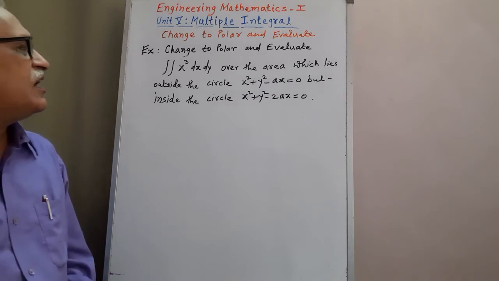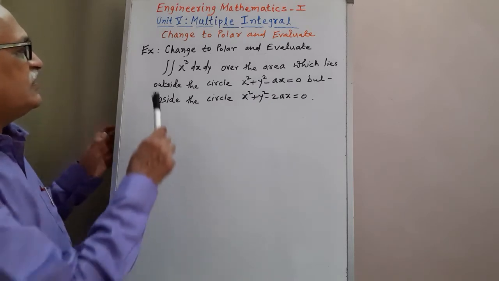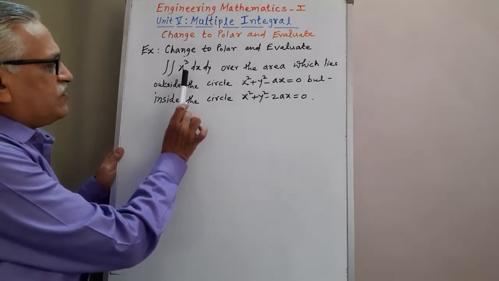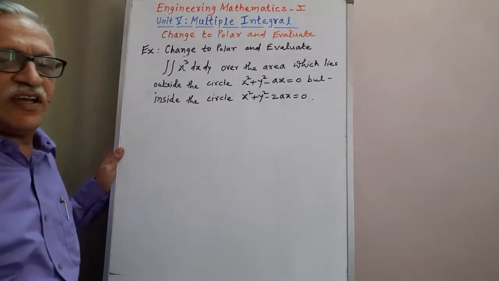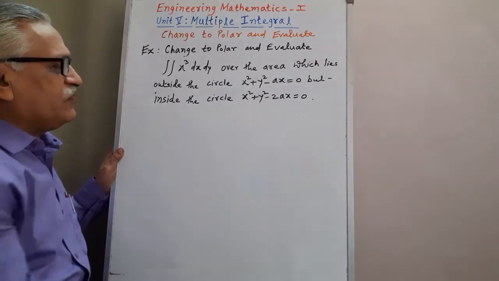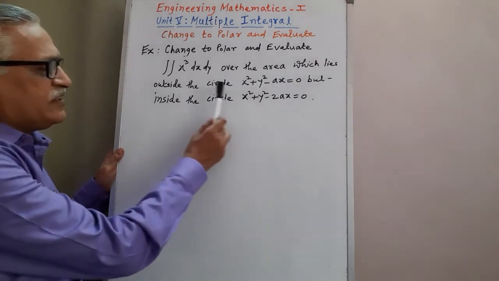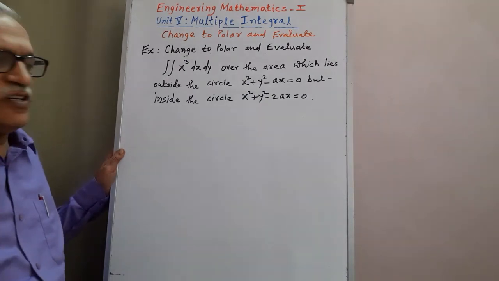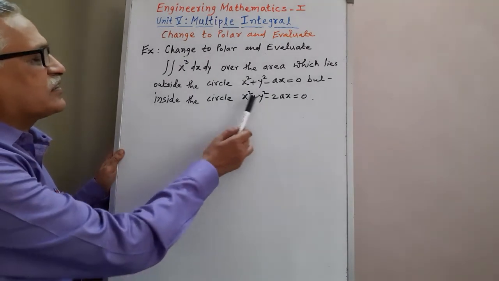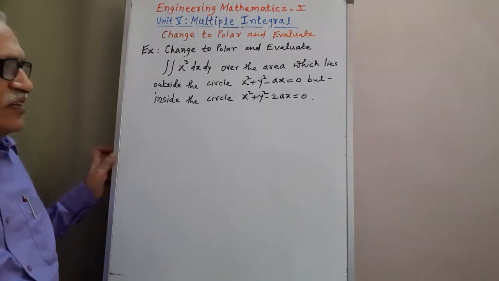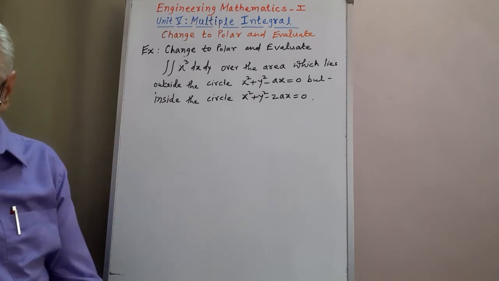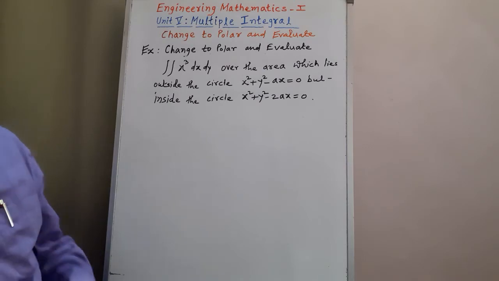Change to polar and evaluate. Example: change to polar and evaluate the double integration of x cube with respect to x, y over the area which lies outside the circle x square plus y square minus ax equals to 0, but inside the circle x square plus y square minus 2ax equals to 0. Here both the equations are given in Cartesian form.